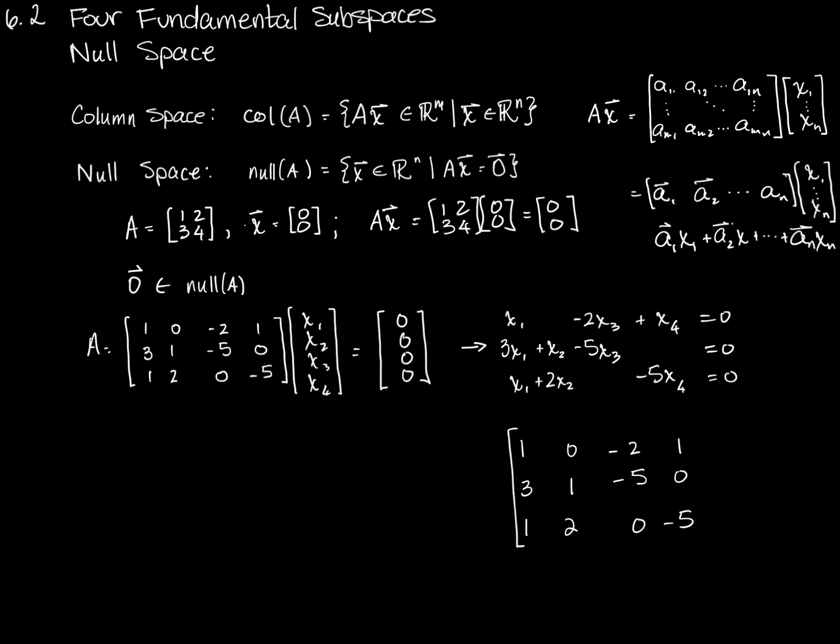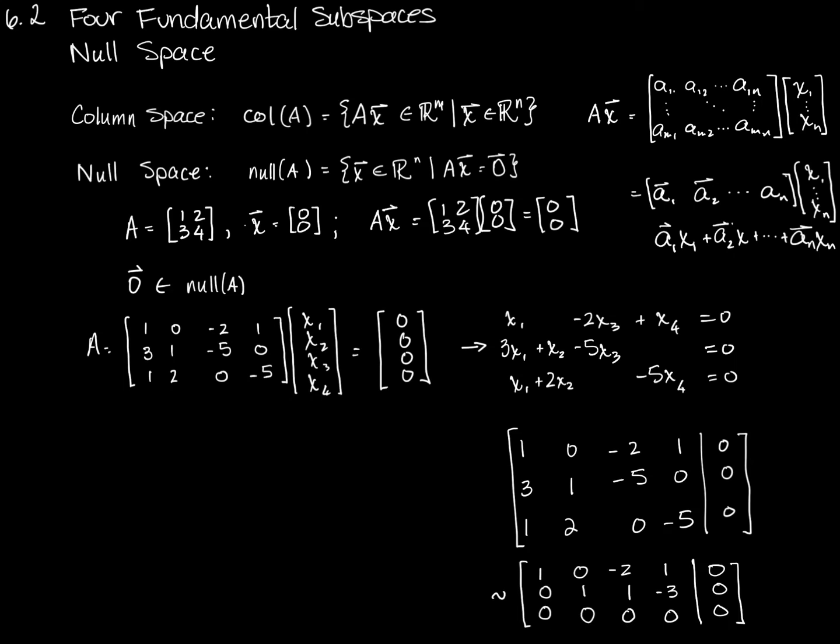But then I would augment this with the constant matrix, the constant vector from here. And then I would row reduce this augmented matrix until I had something I could read off as a solution. So I'm going to do that off screen on my calculator. I'll be right back. Okay, here is my reduced echelon form of the matrix above here.